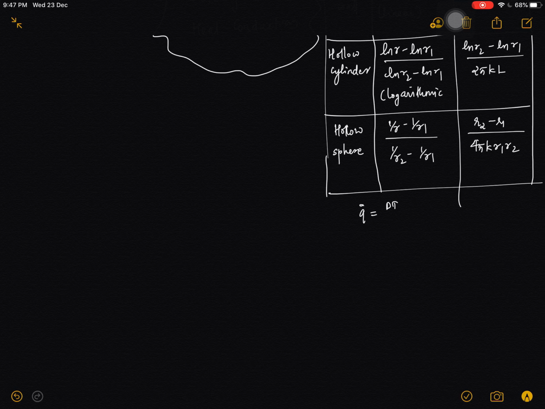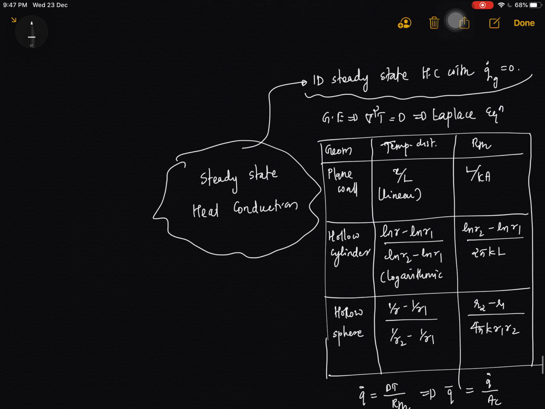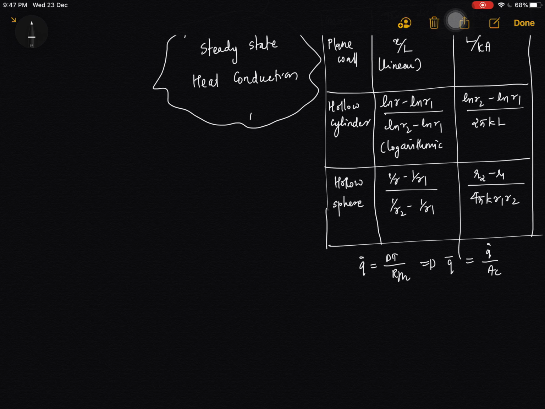Q dot is equal to delta T by RTH, and if we are calculating Q dot like this, then we can calculate the Q bar as Q dot by AC, where AC is the heat transfer area. Okay, so that's what we dealt with in one-dimensional steady state heat conduction, and then we dealt with the composite objects.